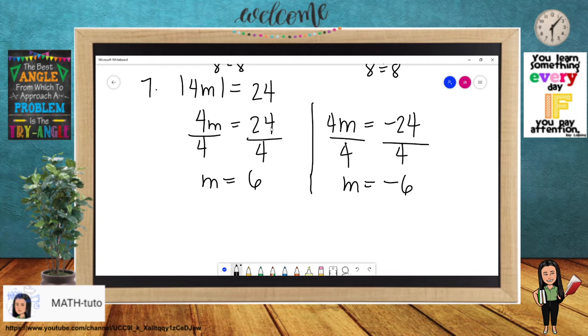Okay? So, for absolute value, we always obtain two answers unless equal to 0. Siyempre, pag 0, isa lang siya. If the whole absolute value is 0, yung form na absolute value of x equal to a. Okay, next.